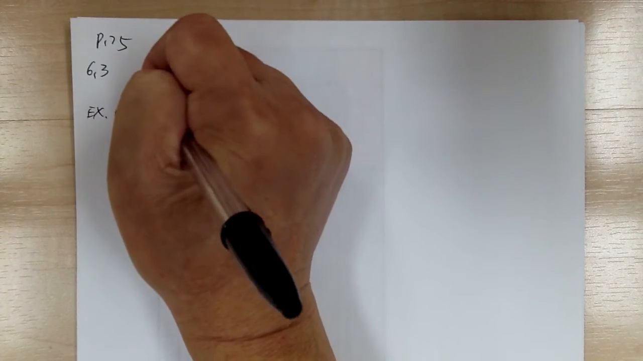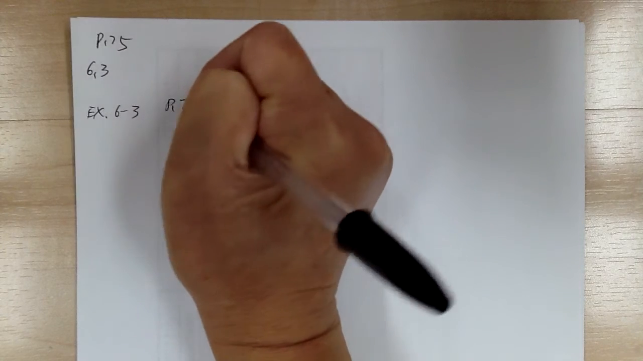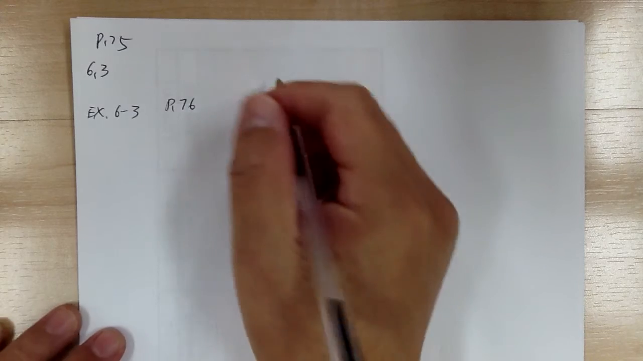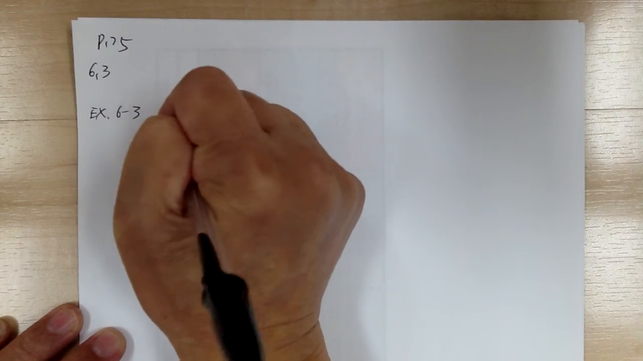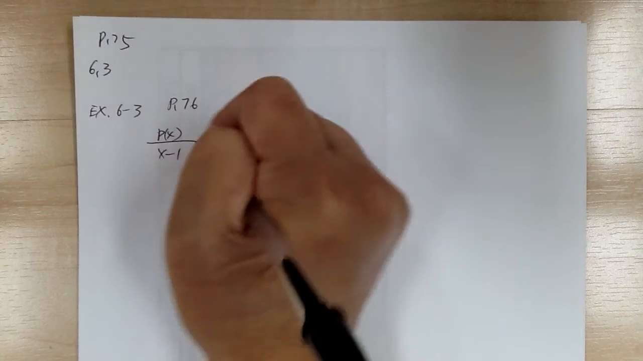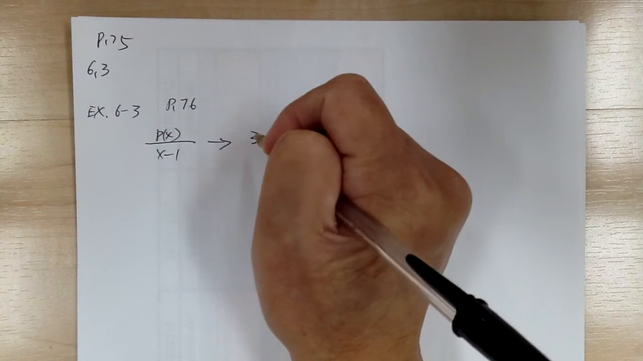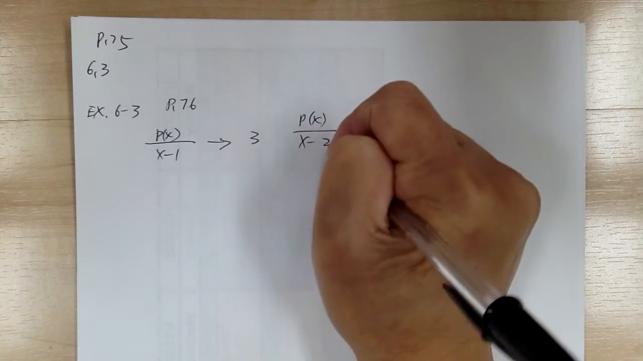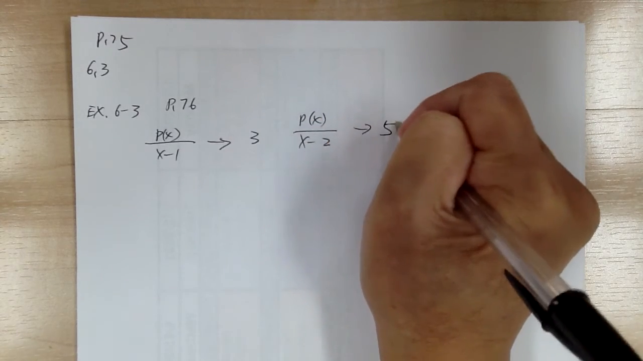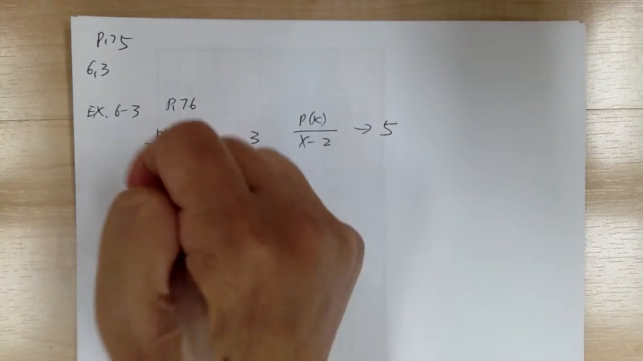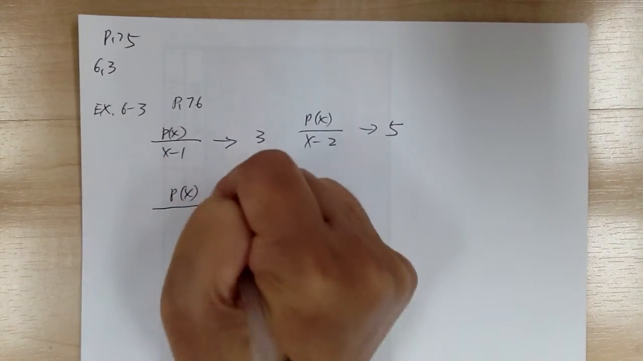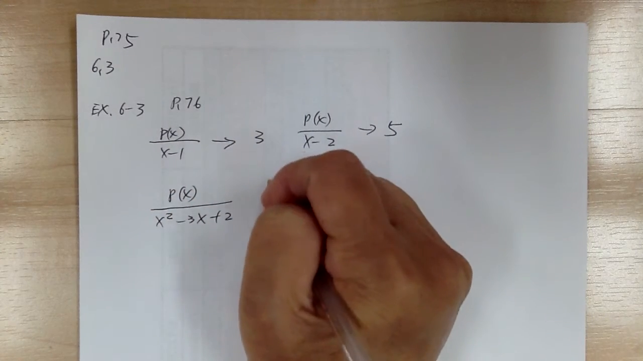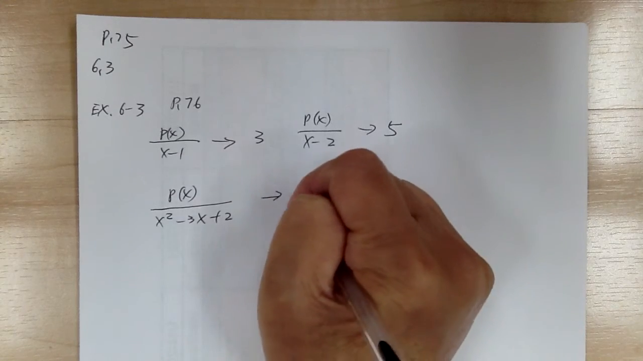On page 76. It says p of x is a polynomial with real coefficients. When p of x is divided by x minus 1, this will give you a remainder of 3. When p of x is divided by x minus 2, the remainder is 5. Find the remainder when p of x is divided by x squared minus 3x plus 2.